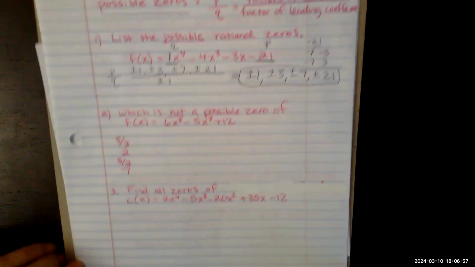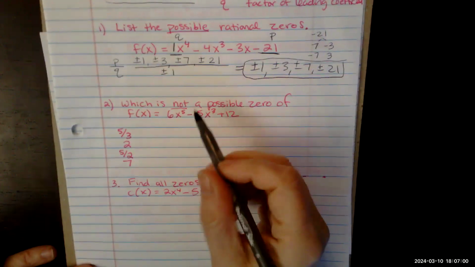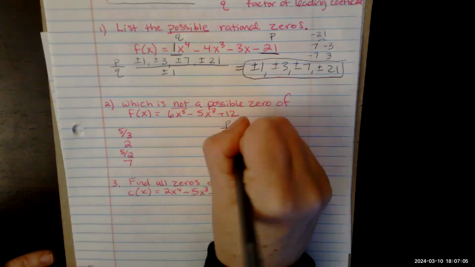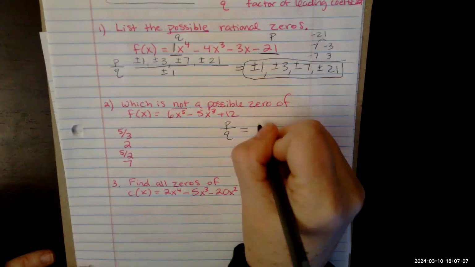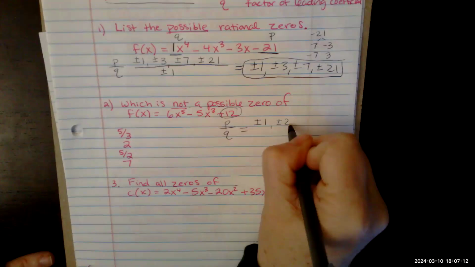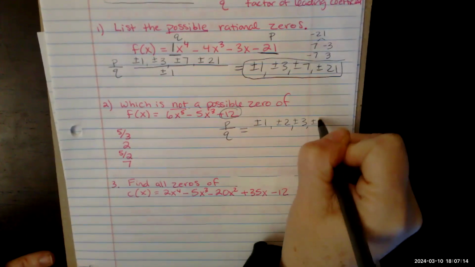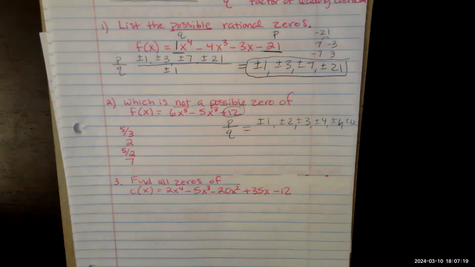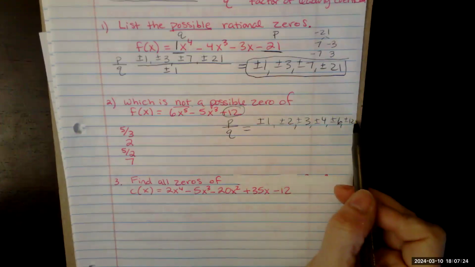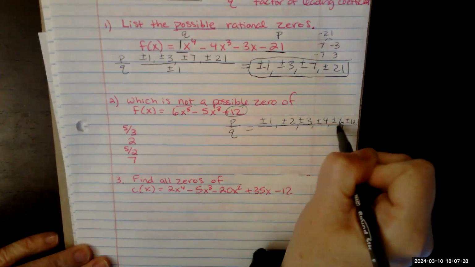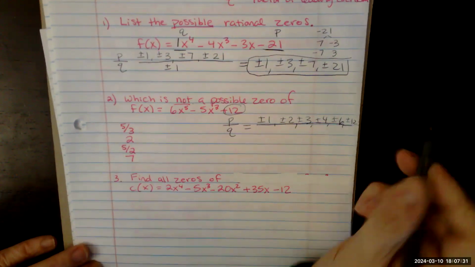Number 2, which of these is not a possible zero? So before I even look at these, let's just make our list of possible zeros. So I'm using 12 for the top. So plus and minus 1, 2, 3, 4, 6, 12 are all of the numbers that could go into 12. Okay, I'm getting that because of 1 times 12, 2 times 6, and 3 times 4. So you might not do this as fast as I'm doing this, and that's fine.